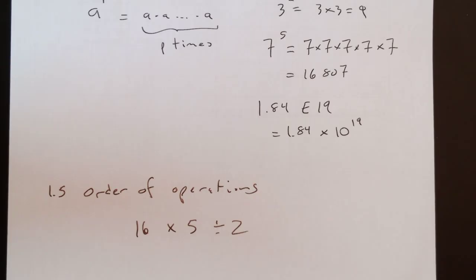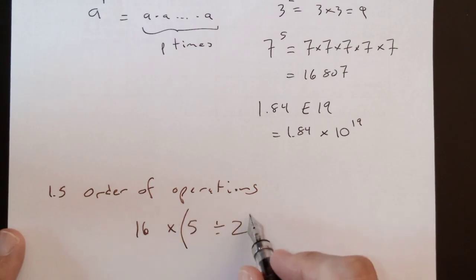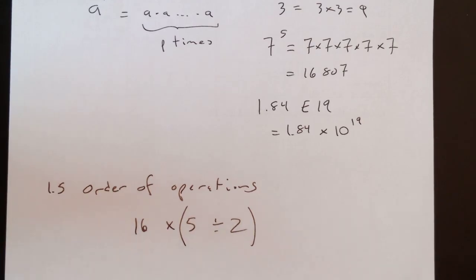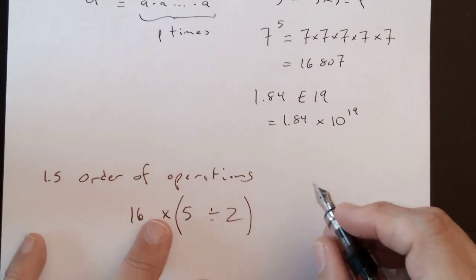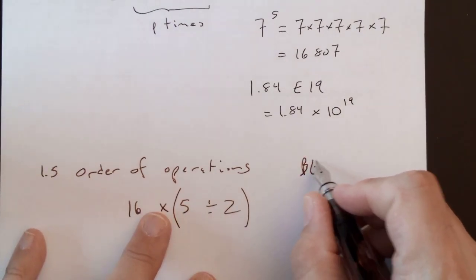To get around that, mathematicians after about 1400 would group the things they wanted done first with parentheses and brackets and braces and whatever other symbols. This stuff, do this stuff first. And if there were no symbols like that, you worked from left to right. We made it up.